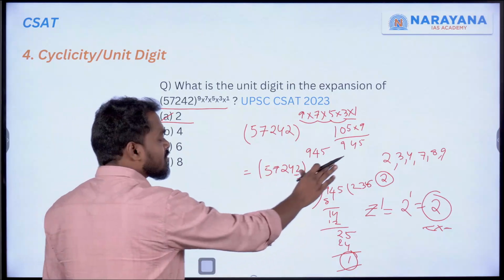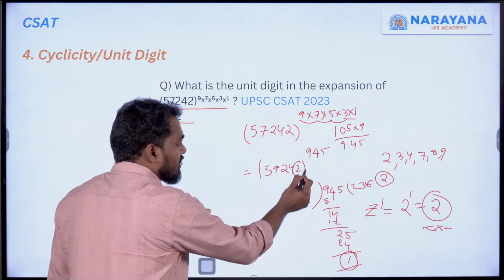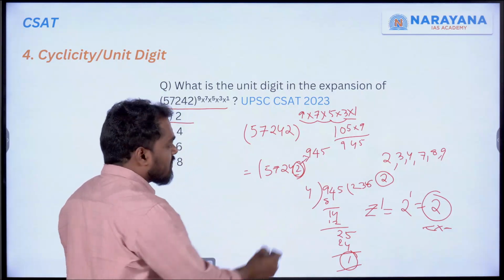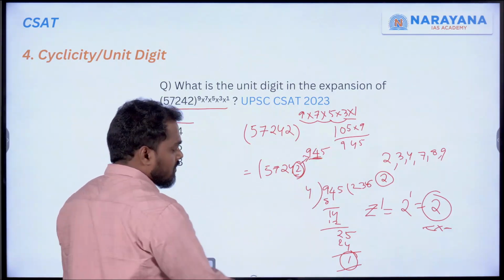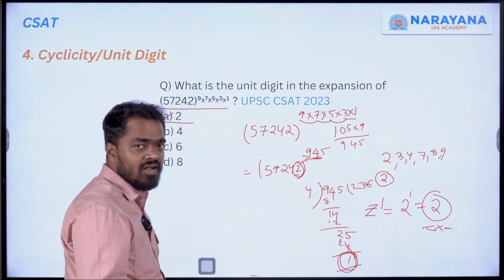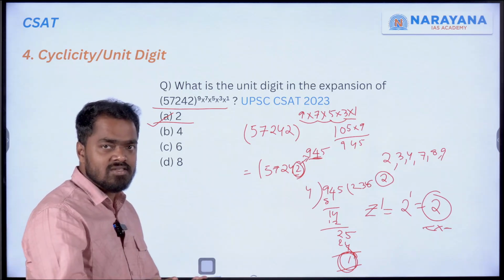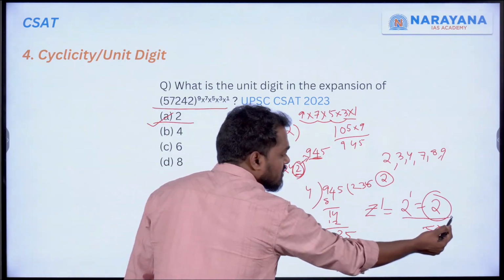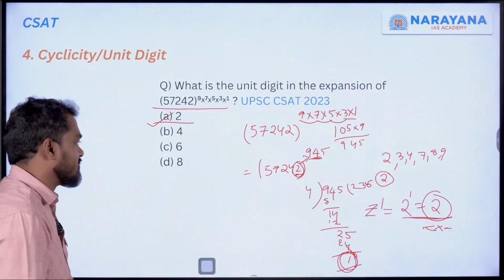You just have to use those rules. What is the base unit digit? And then what is the power? Divide the power with 4. Take the remainder. If the remainder is 1, the unit digit is z to the power 1. Z is nothing but 2. 2 to the power 1 is 2. That is your answer.